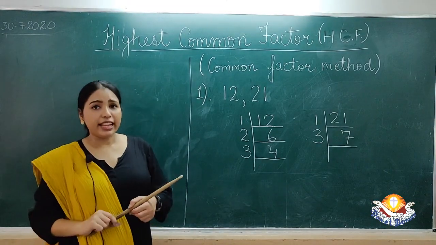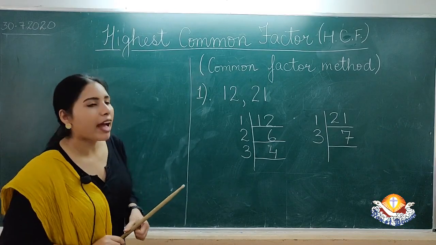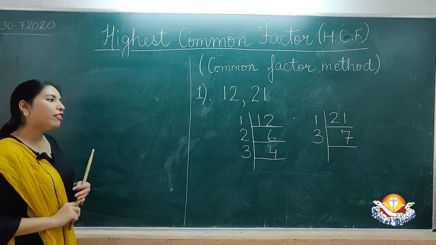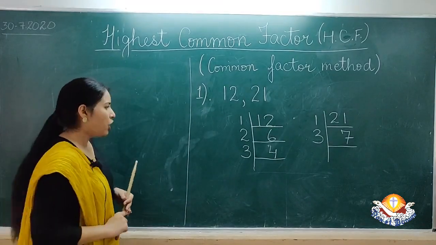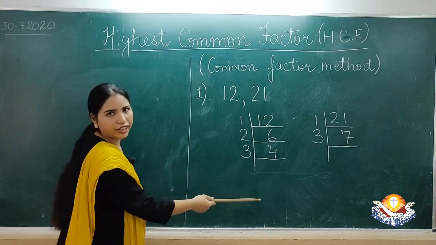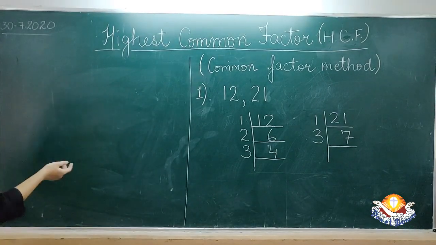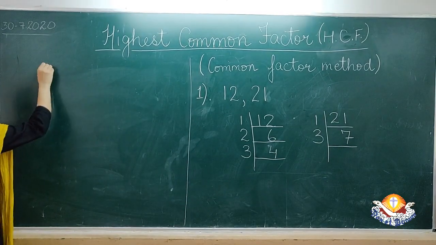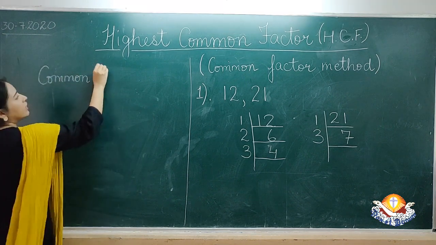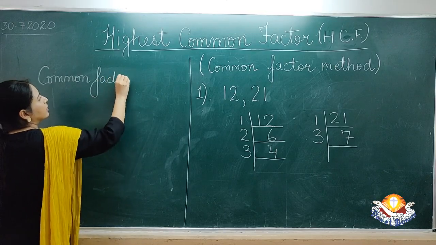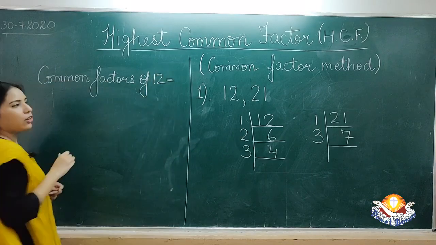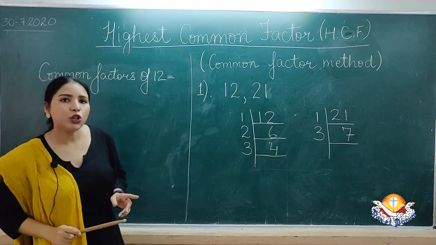So children, the next step is to write the common factors of 12 and 21. When you do these sums in your notebooks, you just have to leave a line over here and start writing the common factors over here. So I am going to write the common factors this side. So we write common factors of 12 is equal to, now we go in a U shape.